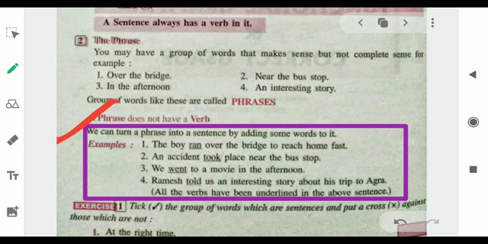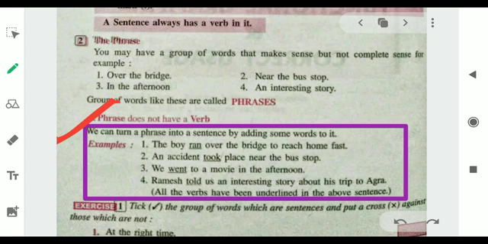In this, we are going to learn a new thing. What we are going to learn? How to turn a phrase into a sentence. For doing this, we just have to add some words to it. What can be those words? It can be anything you want to add to the phrase given to you. It can be anything you want. So let's consider a few examples and learn how to convert a phrase into a sentence. The first one. You can see the phrase over here, over the bridge. Now let's see how they have turned it into a sentence. The boy ran over the bridge to reach home fast.